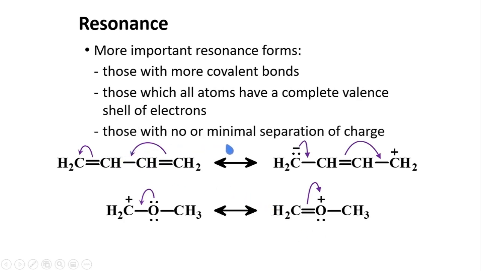Those with no or minimal separation of charge are more important. Again, going back to 1,3-butadiene, this structure here does not have atoms with formal negative or positive charges compared to this resonance form here. Thus, again, this structure is more important.